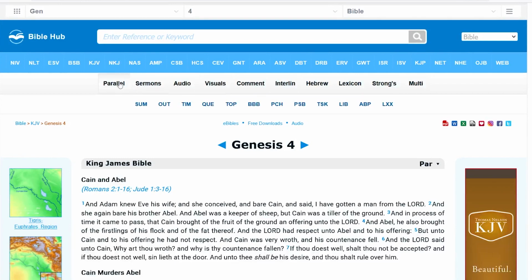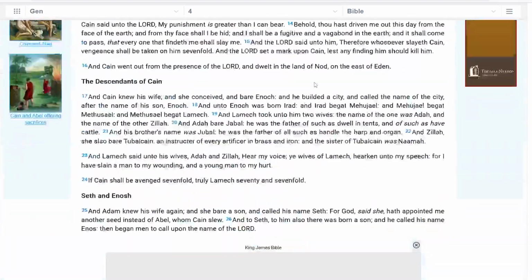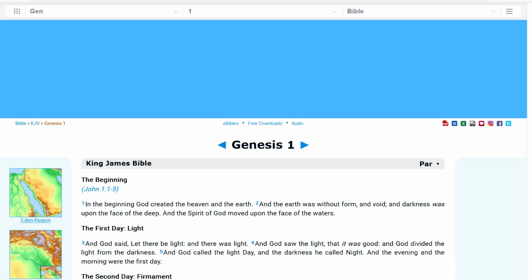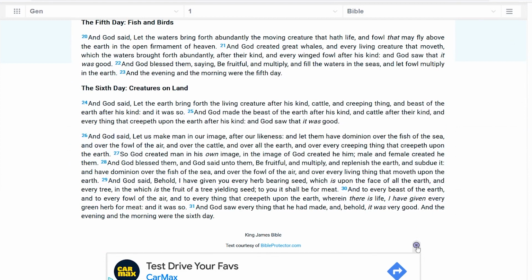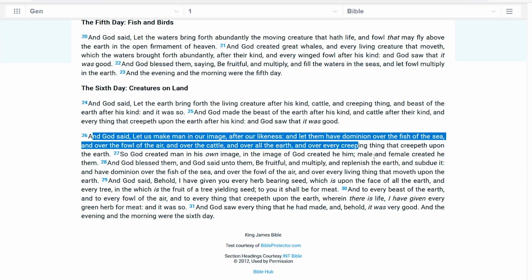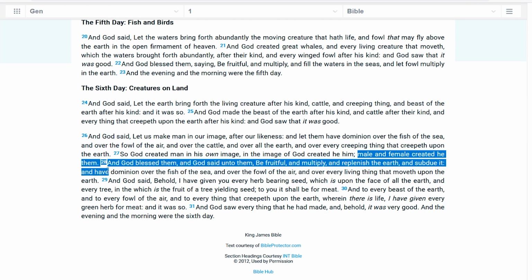But hold on, let me answer that other question. So Genesis 4, let's go back to the beginning. Let me go to chapter 1. If you go over here in the 6th day, it talks about all that he's creating, creatures on land. But if you go right here on 26, God said, let us make man in our own image and likeness. Let them have dominion. And then look, right here, he made male and female, created he them.